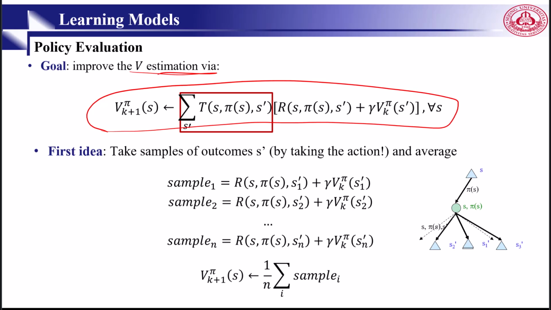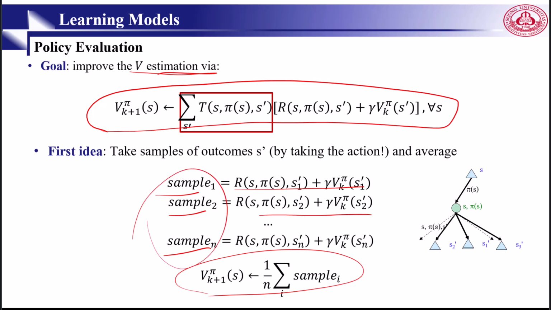For example, how will you evaluate a biased coin, or how can you find the average age of students between 15 and 28 years old? To do so, the first idea is to take samples of outcomes, like s prime, by taking an action, like the average. Sample number 1 tells us this one, sample number 2 this one, and so on up to sample n. Finally, we can calculate the value as 1 over n times the sum of each sample that we have calculated here. By iterating this update, the value function converges to the true value of the policy.